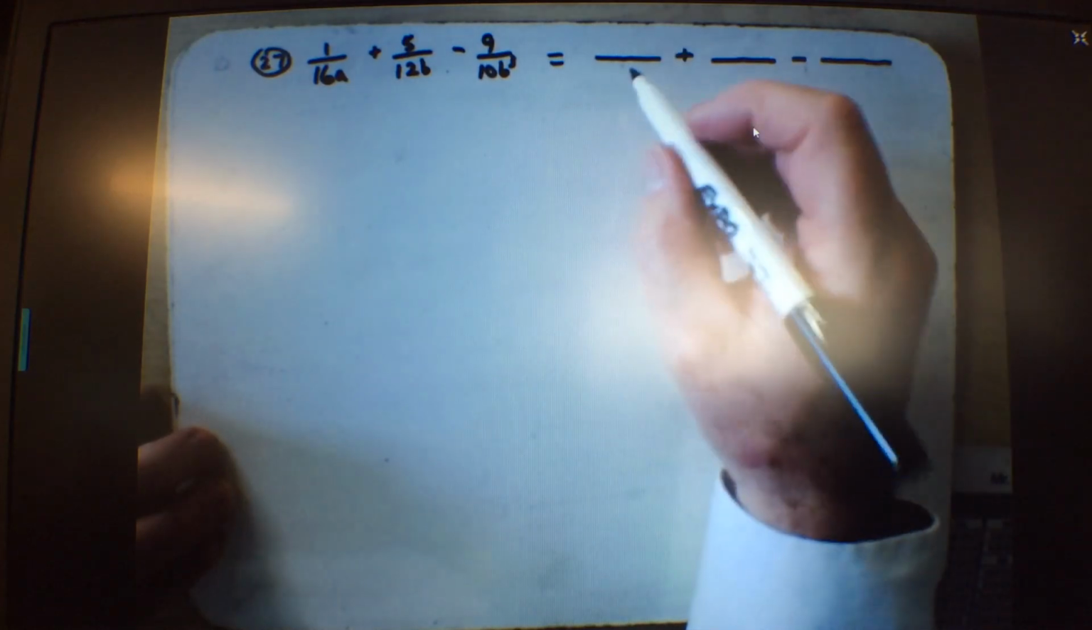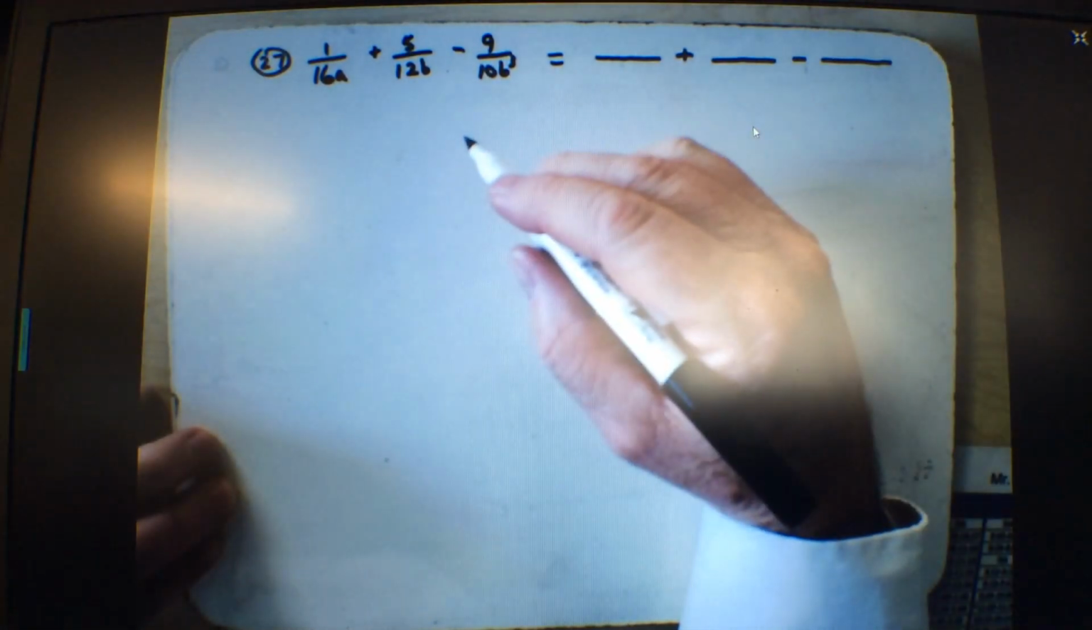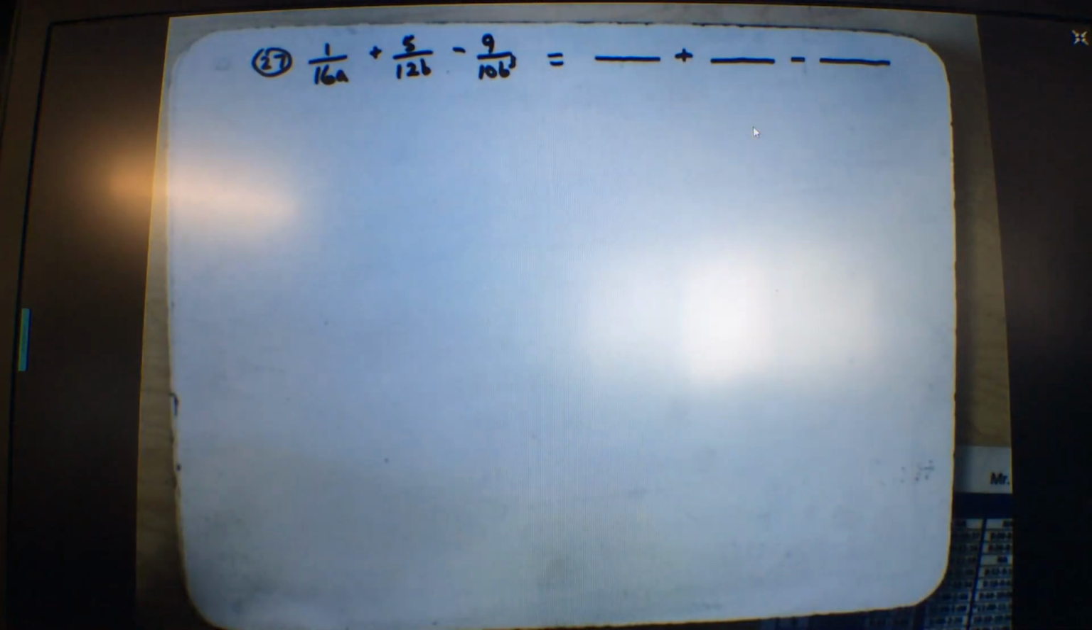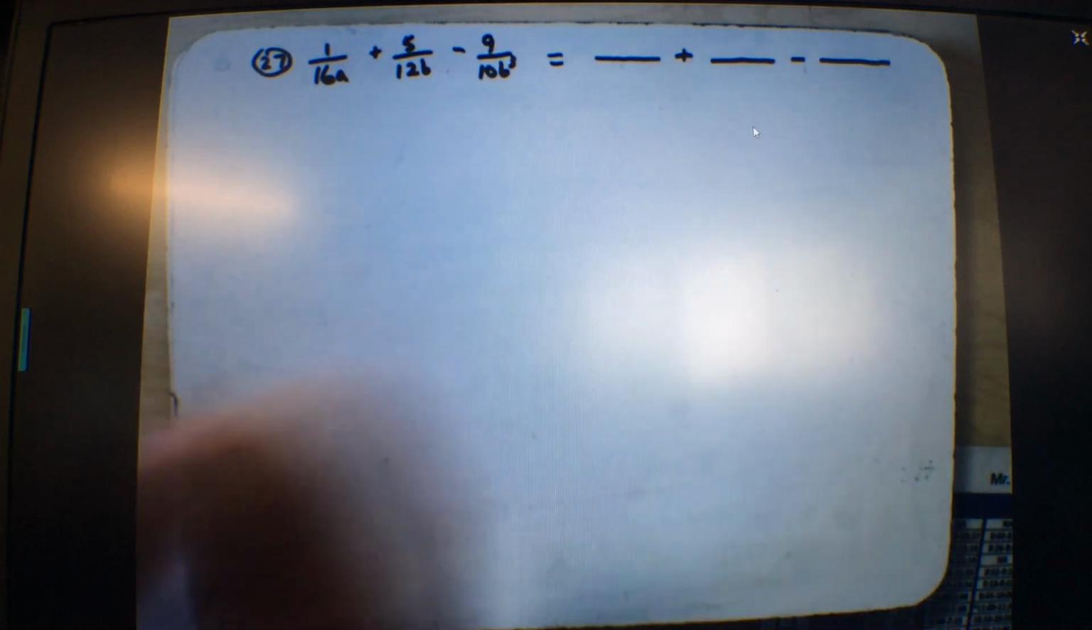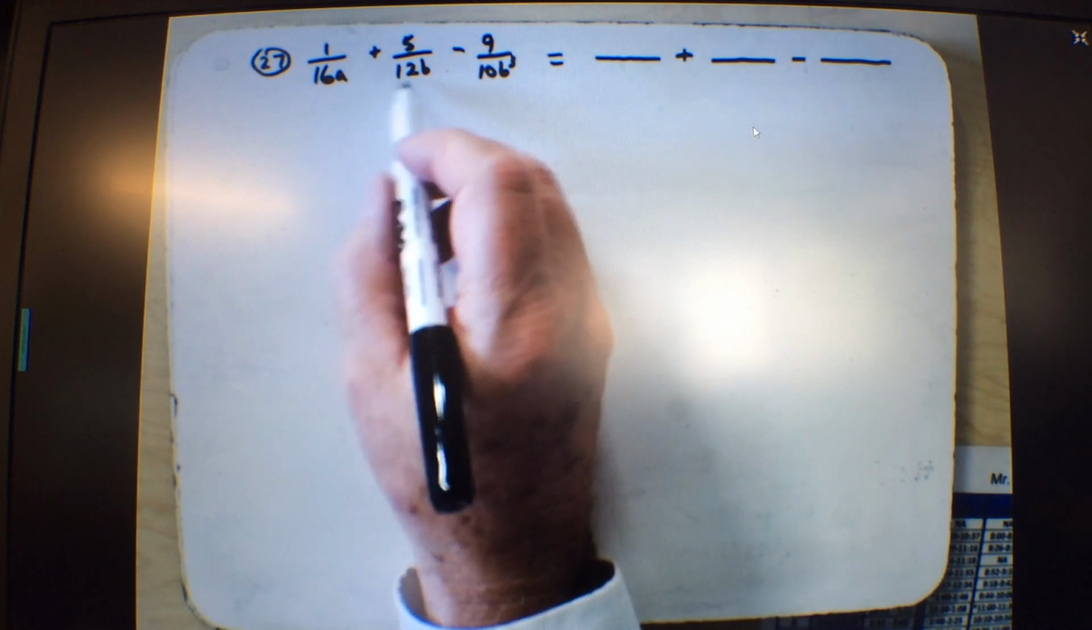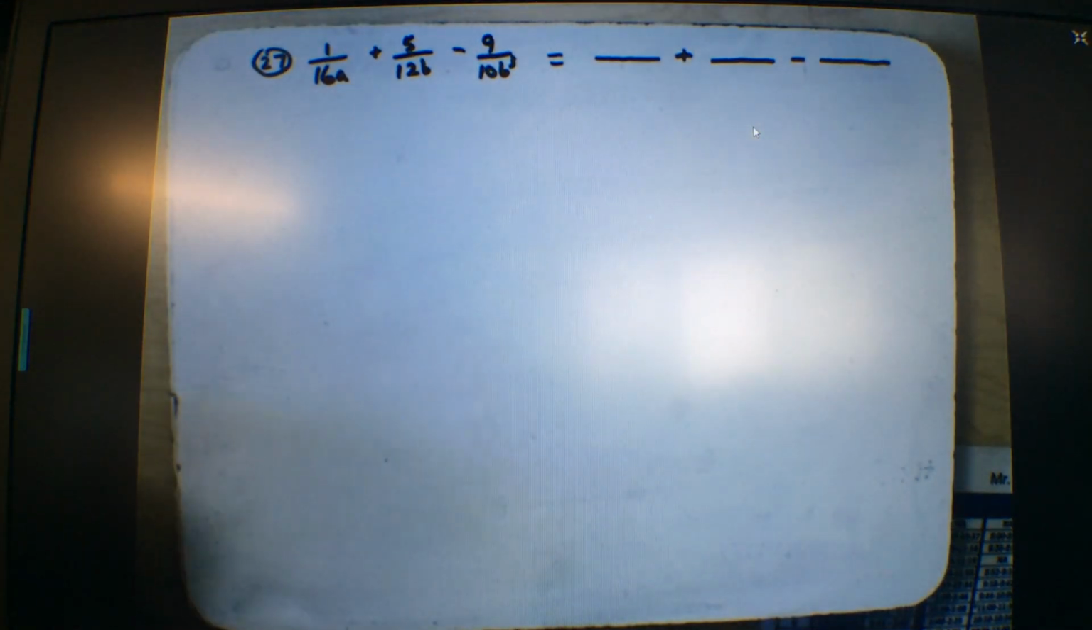All right, what's my common denominator? Well, I start with 16. 16 times 2 is 32, 16 times 3, 48, 16 times 4, we keep going, right? 16 times 12, what's that? 160. Is 160 divisible by 12? I don't think so, nope, it's not.